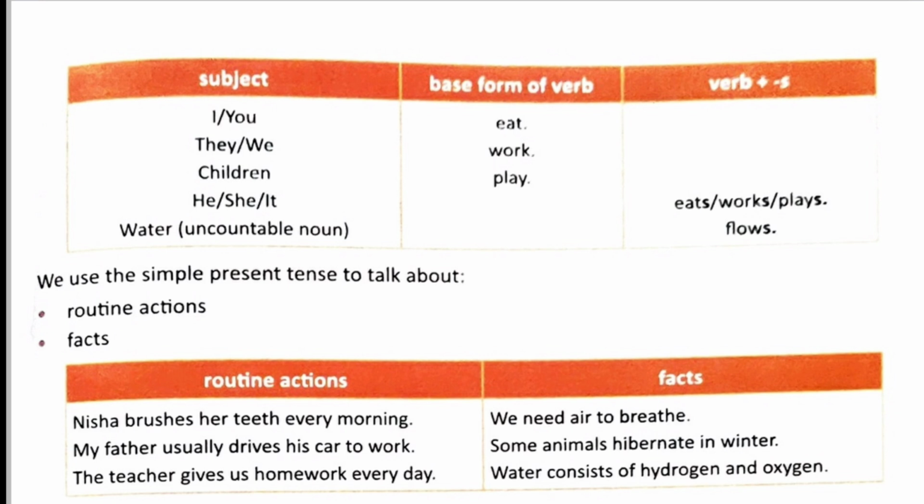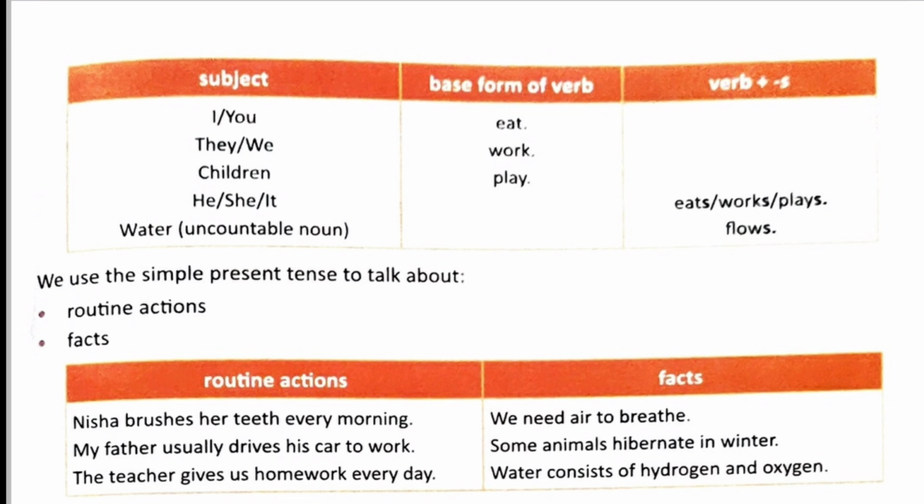So this table over here explains the same thing. In the first column you can see the subject. In the second column we have the base form of the verb, and in the third column we use the verb with an S. So if the subject is I or you or they or we or children, that is, if the subject is I or you or a plural pronoun or noun, we use the base form of the verb like I eat, you eat, they work, we work, or children play.